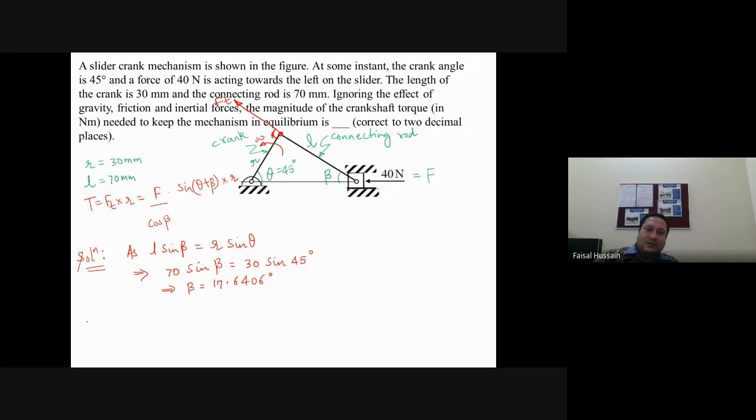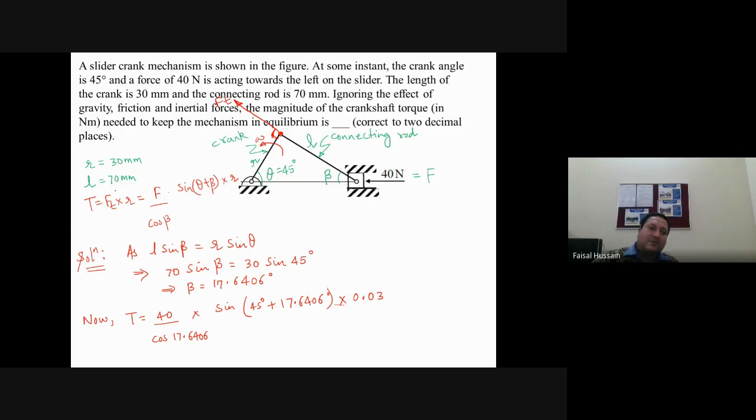If beta is known, then what is torque? F is 40 upon cos beta 17.6406 degree multiplied by sine theta, which is 45 degree plus beta, which is how much? 17.6406 degree, into R. Here we have to substitute R in meter. Okay, not in mm, otherwise torque will be in Newton mm.